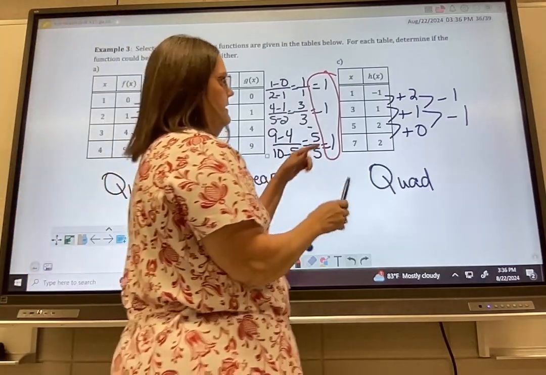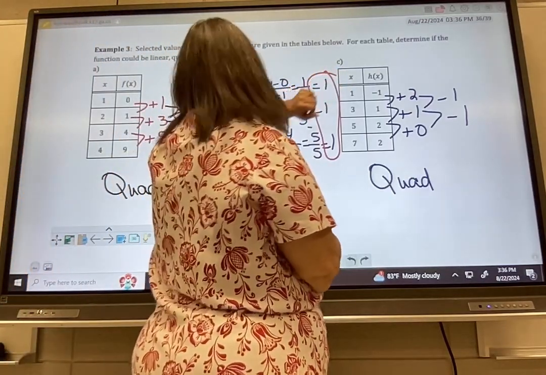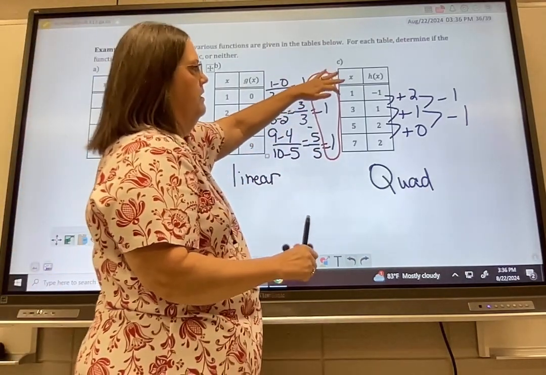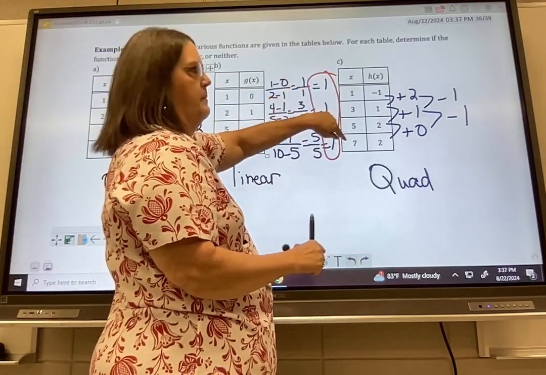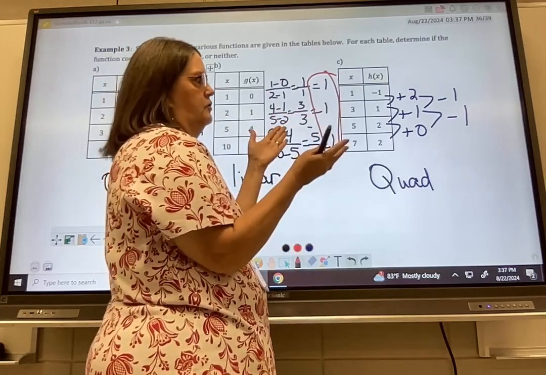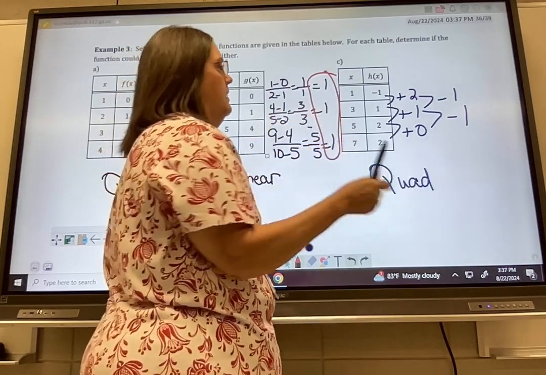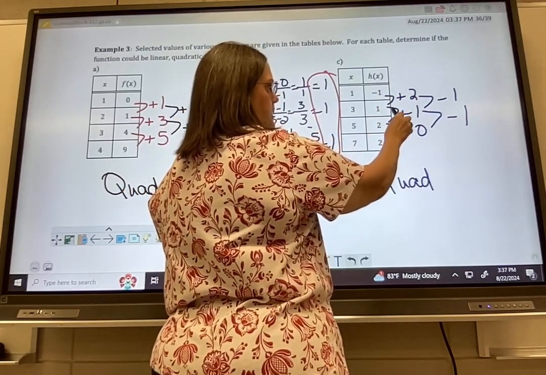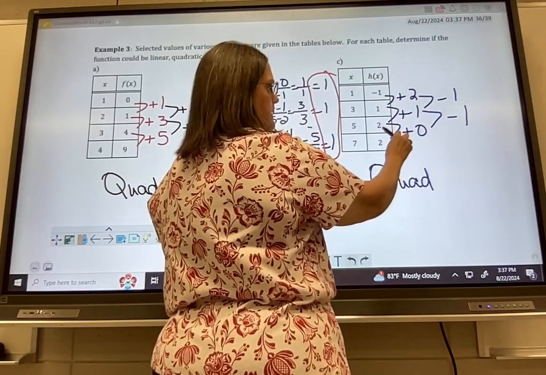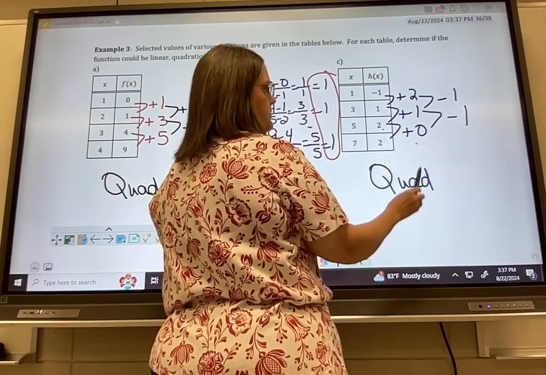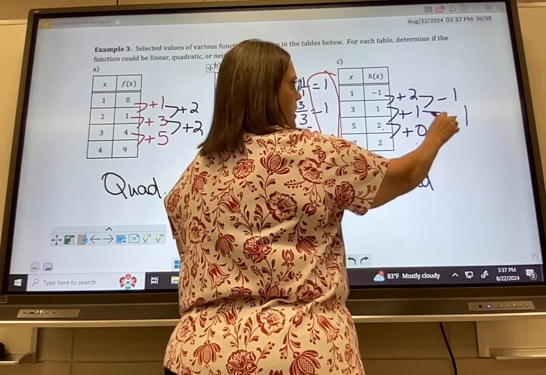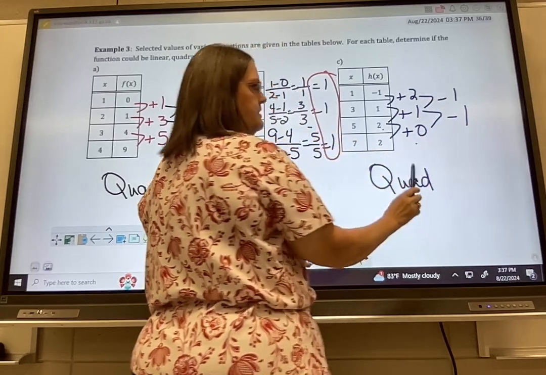On this one, these are equal intervals apart. Even though they're not going 1, 2, 3, 4, it's still going 1, 3, 5, 7. They're 2 apart, so I can still just look without doing the average rate of change. All right, so I add 2 to go from negative 1 to 1. I add 1. I add nothing. So then I look to see about the second change. 2 minus 1 gives me 1. 1 minus 1 gives me 0. This is quadratic.